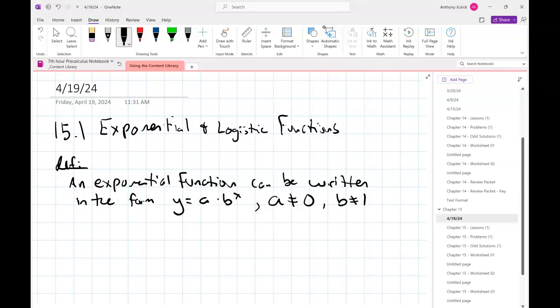We don't let b equal 1. Why can't b be 1? What would happen if b was 1? Oh, that would just be 1. Yeah, 1 to the x is 1, and then 1 times a is just a. That's another constant function, right? So we don't let b equal 1, and we say that b has to be positive.